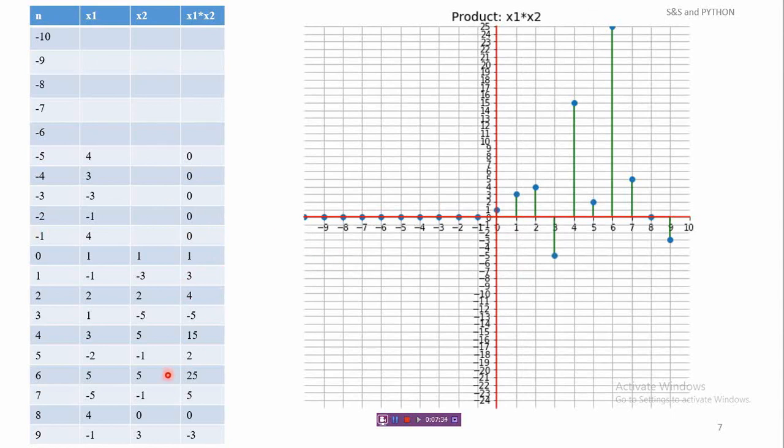See at n is equal to 6, its value is 25. And the last value is minus 3, minus 1 into 3.